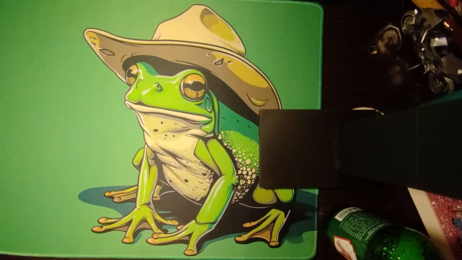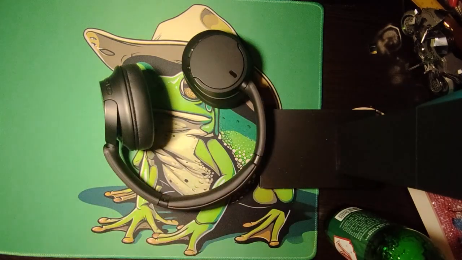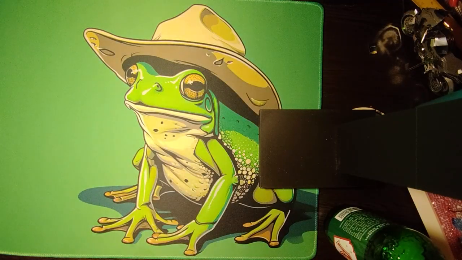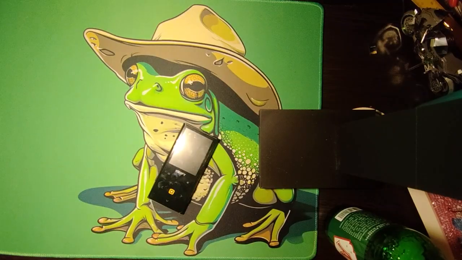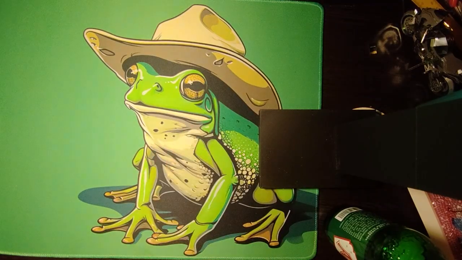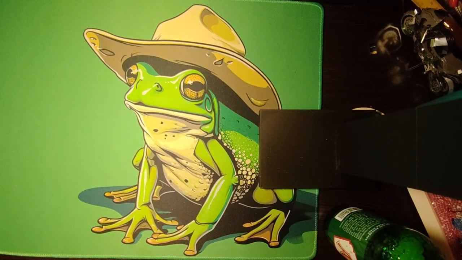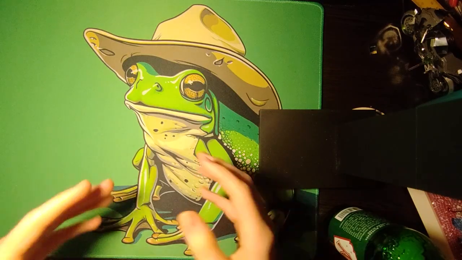Audio. Headphones. MP3 players. Phones. All these things are used to play music. The headphones actually play the music.